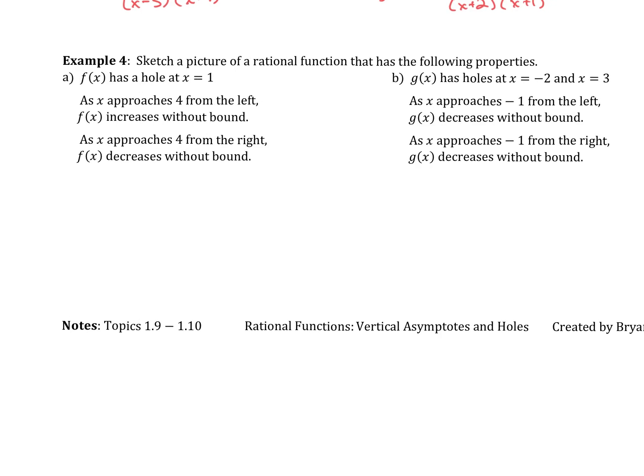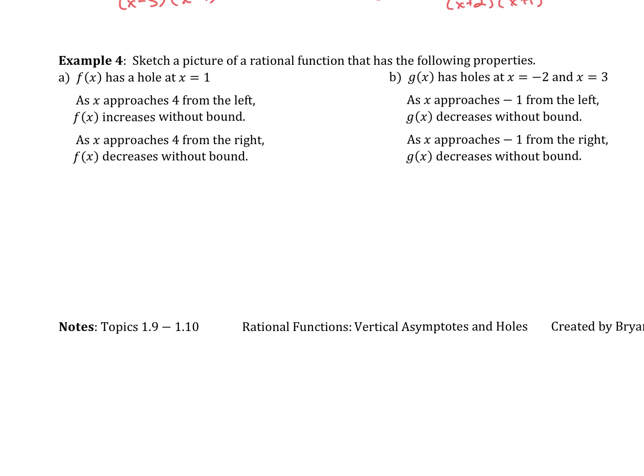So we're going to sketch our picture that has a hole at 1. And then as x approaches 4 from the left, it increases without bound. And as x approaches 4 from the right, it's going to decrease without bound. All right, so let's make our little sketch. So what's happening at 4? There's not a hole at 4. Okay, increases and decreases without bound going on, all right? But what's actually happening there? It has a vertical asymptote. So at 4, I'm going to have a vertical asymptote. All right. And at 1, it's going to have a hole.